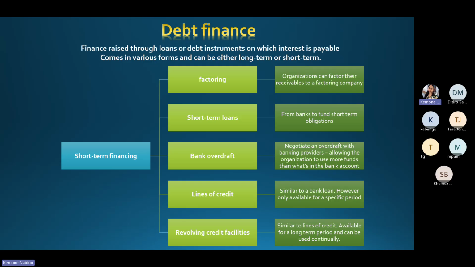And this is also very popular. You have lines of credit, okay, which is also similar to a bank loan, but it's only available for a specific period of time. So a business can look into lines of credit for just additional money, but it will only be available for a short period of time. And then revolving credit. Now, this is also like lines of credit, but this is usually over a longer period of time.